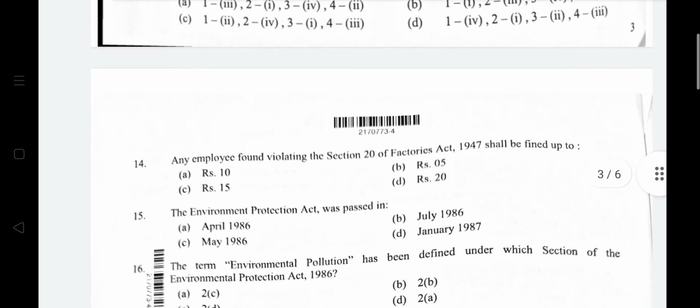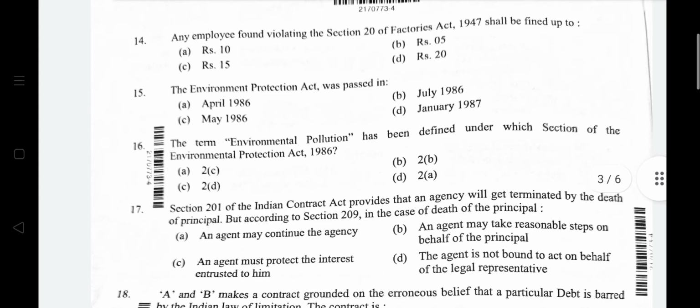Question number 14. An employee found violating the Section 20 of Factories Act 1947 shall be fined up to option A 10 rupees, B 5 rupees, C 15 rupees, D 20 rupees. Answer is B 5 rupees.